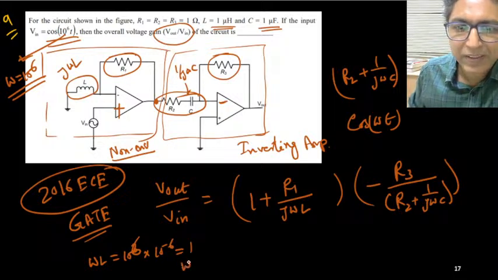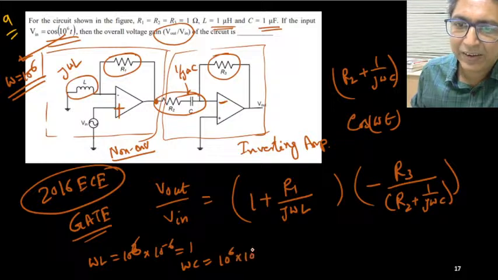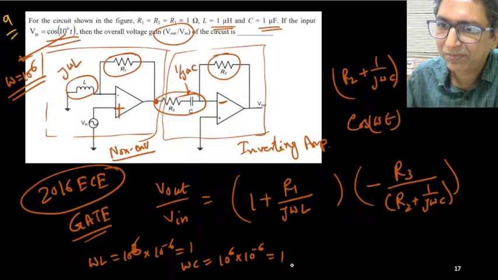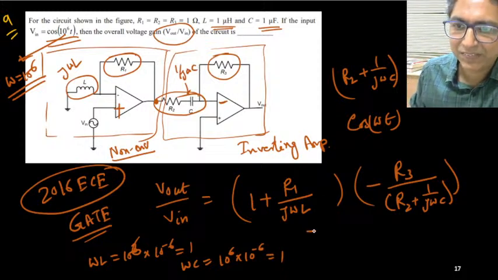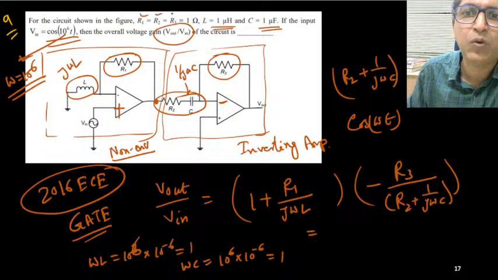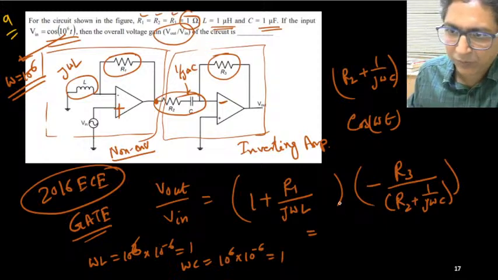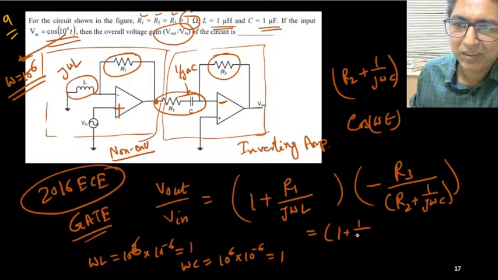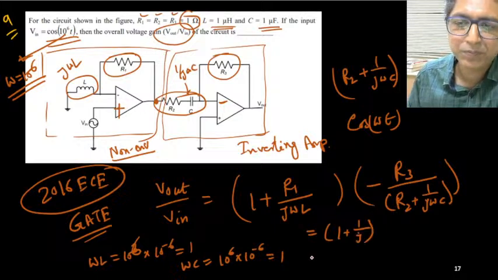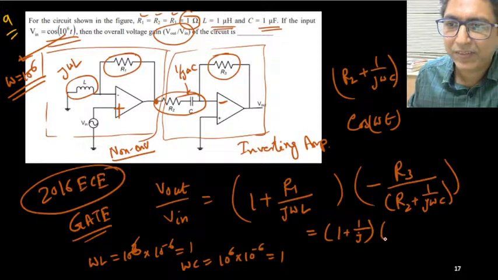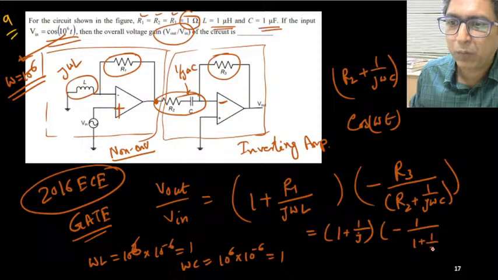Again, omega C, I think again you will get 1, because omega is 10 to the power 6 and C is 10 to the power minus 6 farad. So it is 1. So just I can replace. And all the resistances R1, R2, R3 are given as 1 ohm each. So can you replace? So this one is 1 plus 1 upon j. This is minus, this R3 is 1, over 1 plus 1 upon j.